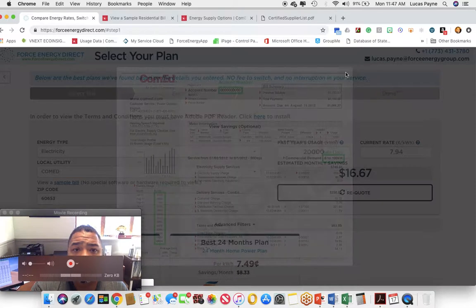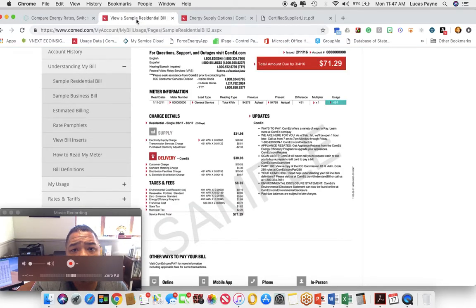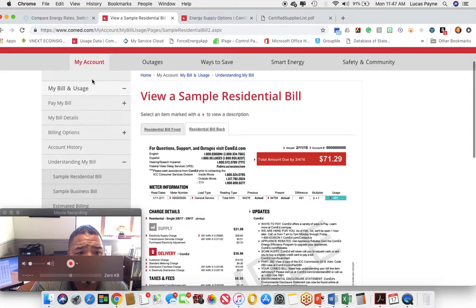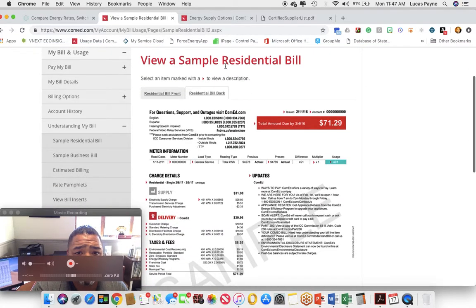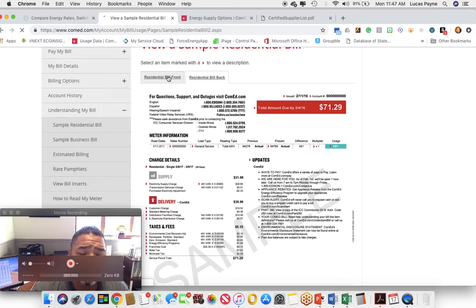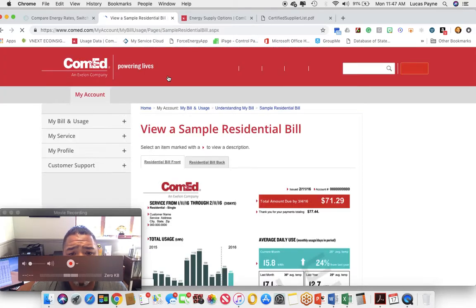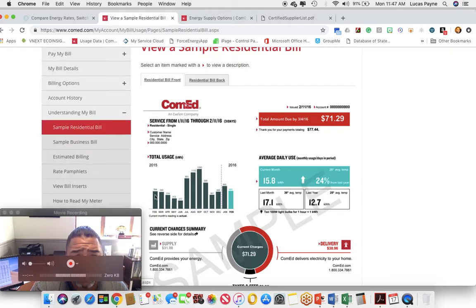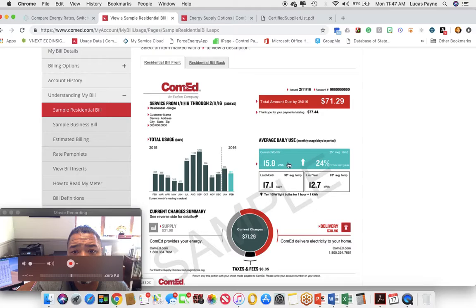The other thing that you can do on a residential bill, I'll pull a sample up. This is on ComEd's main website, bill and usage, view a sample residential bill. The residential bill front will look like this in the ComEd territories, and it has this bar over here on the left again with the usage for the last 12 months. Just add those numbers up quickly to make sure that number is correct. It will default to 20,000, so you want to add that information up and make sure it's there on the residential bill.